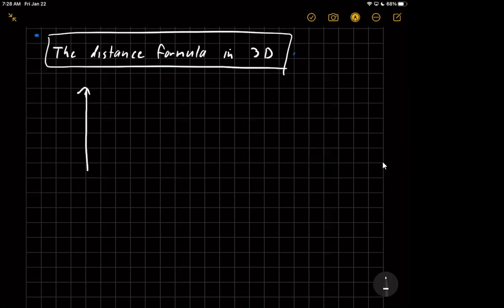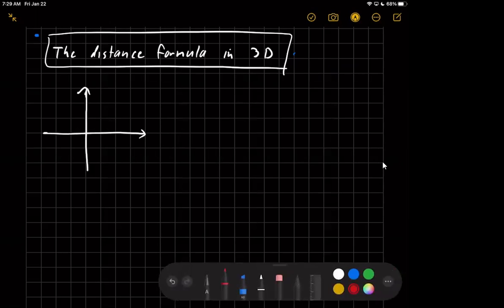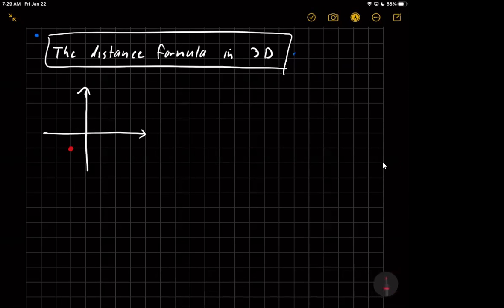So here's an xy plane. Okay, and let's just throw 2 random points onto the xy plane. Let's say we have this point P right here and another point Q right there, and we want to find the length of that line segment, PQ, right?